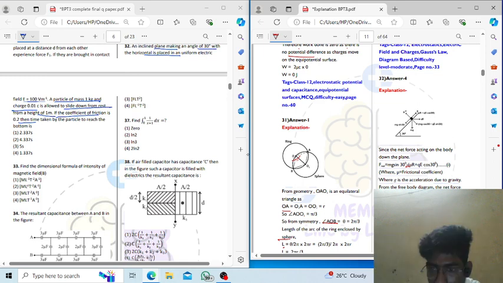R is the normal reaction. It is mg cos theta plus qE sin theta. So you put the value, and you will get the value of F net. Just put the value here, and you will get the answer. F net is equal to 2.3 Newton. So this is F net.